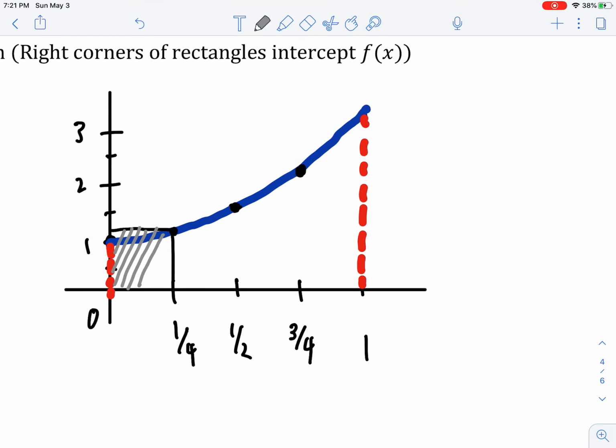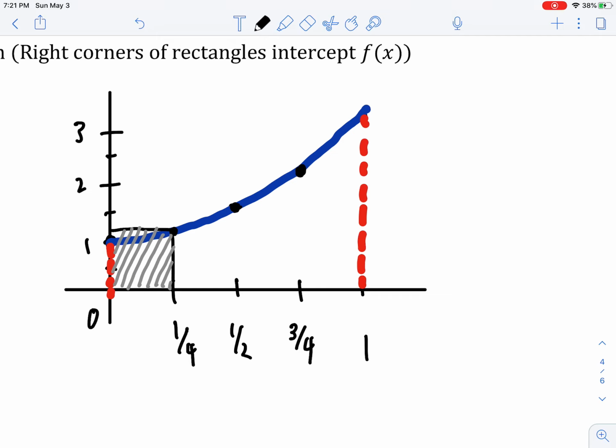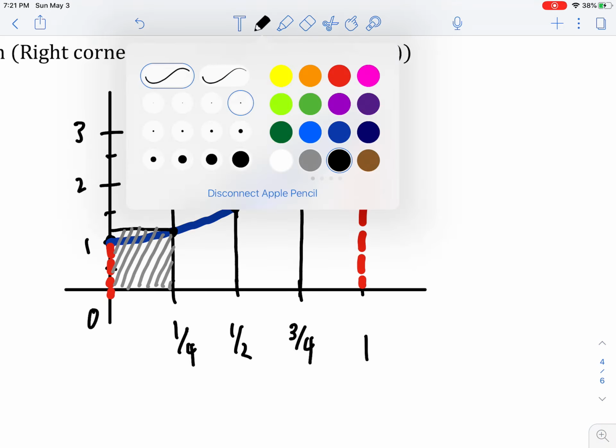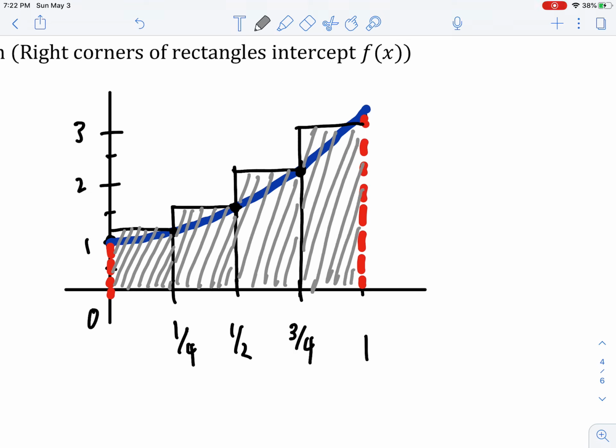I'm going to use a different color here. I'm just going to shade this in this way. So there's my first rectangle for my Riemann sum. Now I'm going to continue on and draw the rest of my rectangles. My right corner of my rectangle is the point that hits the curve, our graph. So we've got this one, and then we've got this one. I went a little bit over for this one, and then finally up here at 1, 3. Now I'm just going to lightly shade those in, just so we can see what's going on here a little bit more clearly.